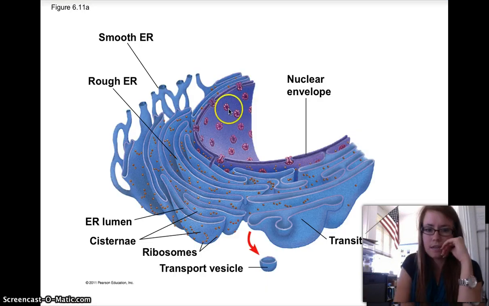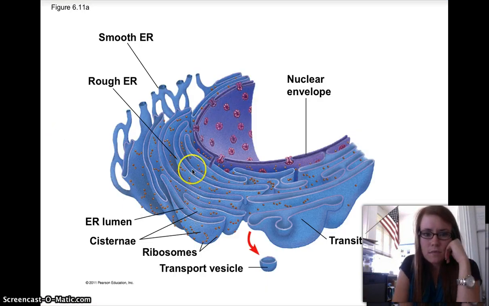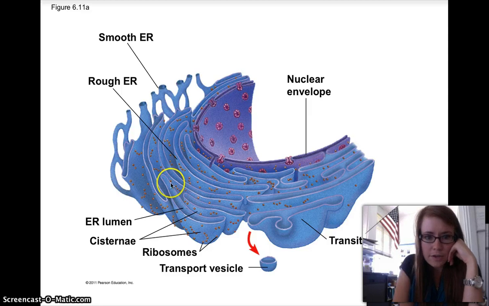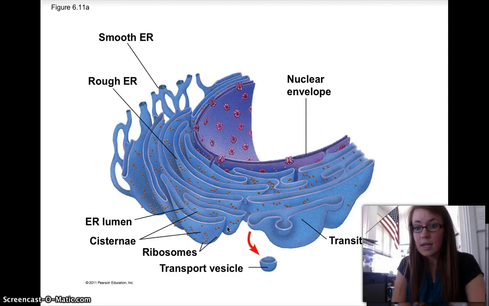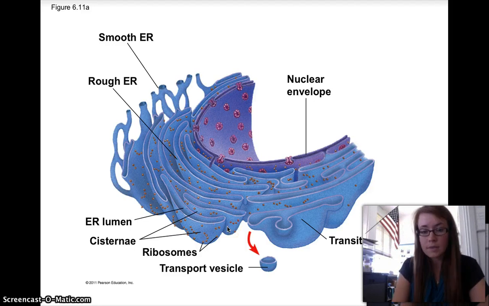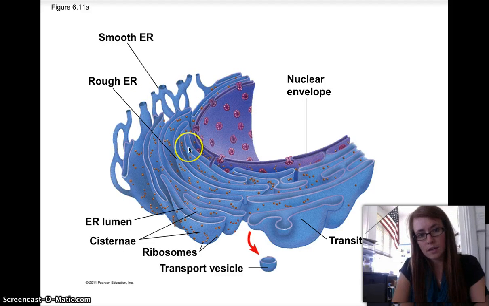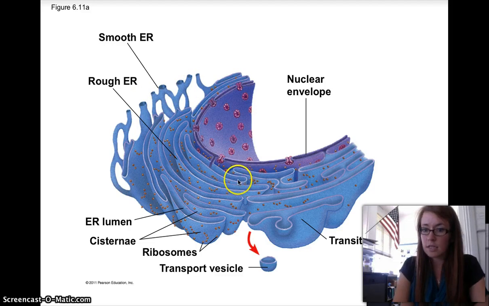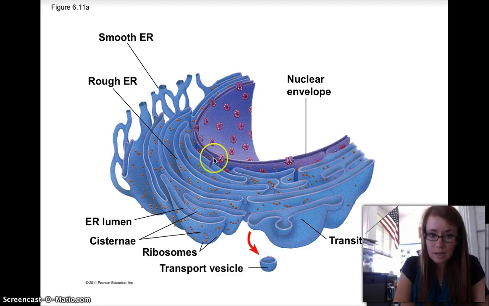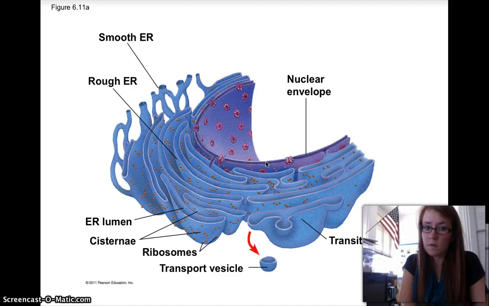So here you can see it again. Here's all the ER. The space inside the ER, which you can see labeled right there, is called the ER lumen. That's where all this stuff that we're going to talk about happens, inside the lumen of the ER. Over here is the smooth ER. You can see that there's no ribosomes on it. And over here is the rough ER. And again, you can see here that the lumen of the ER connects to the lumen, or the intermembrane space, of the nuclear envelope.